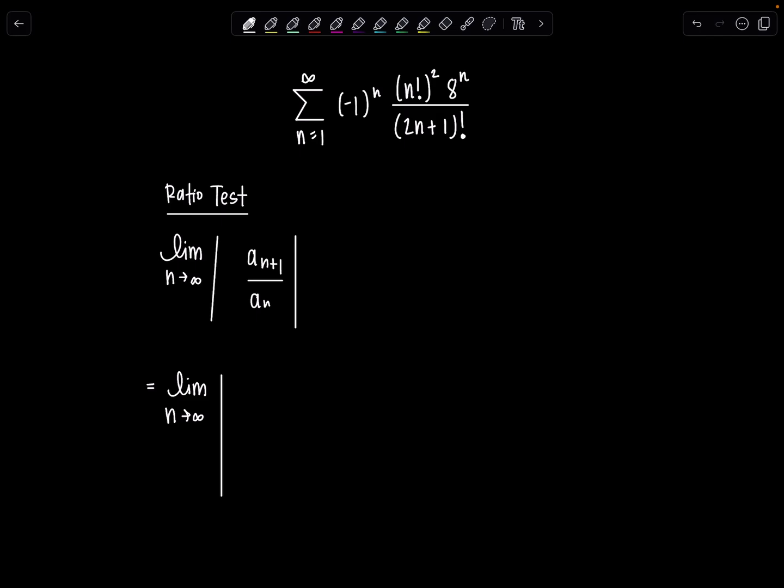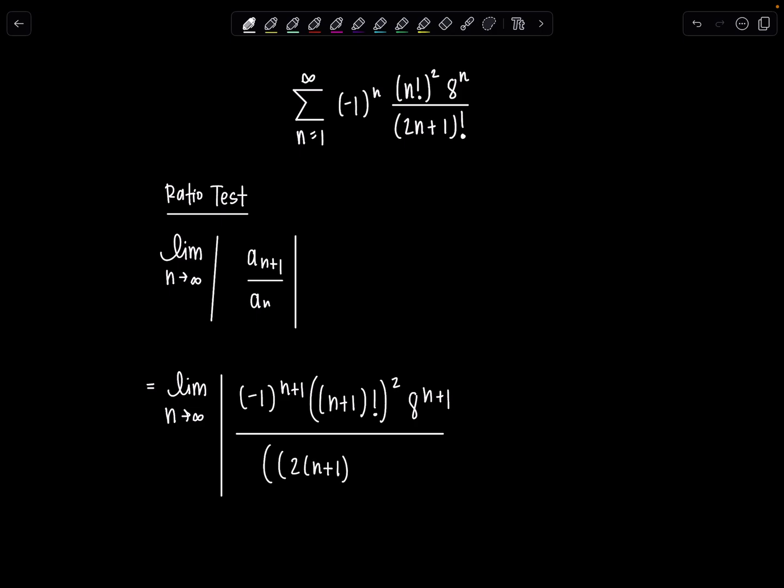So for a sub n plus 1, I'm going to replace all of the n's with n plus 1. So we'll have negative 1 to the n plus 1, n plus 1 factorial, and then all of that squared. We have 8 to the n plus 1 over, be careful here also, 2, put some parentheses, times n plus 1, and then there's still another plus 1 factorial. That's all of a sub n plus 1. We good? Okay, I put too many parentheses down here.